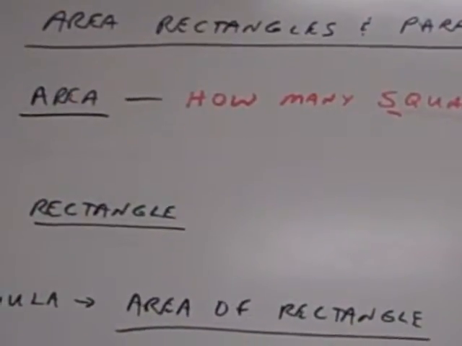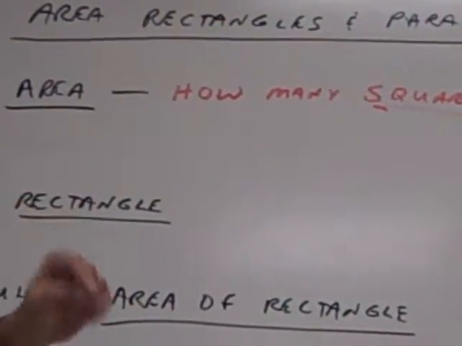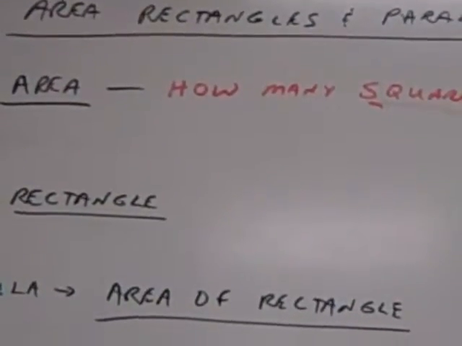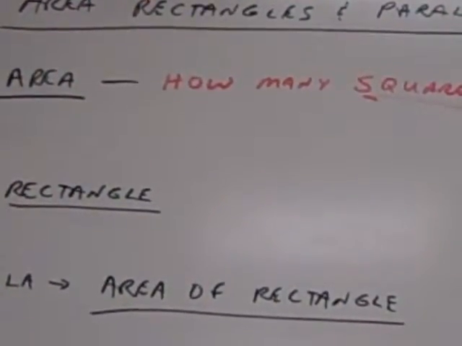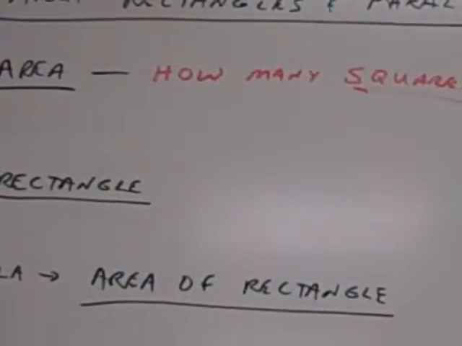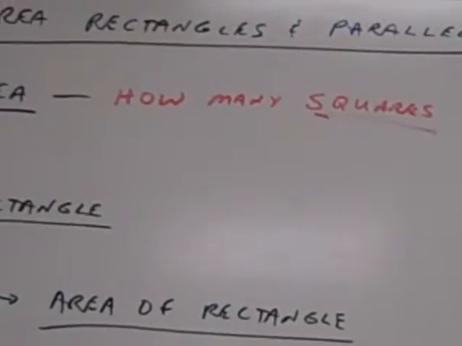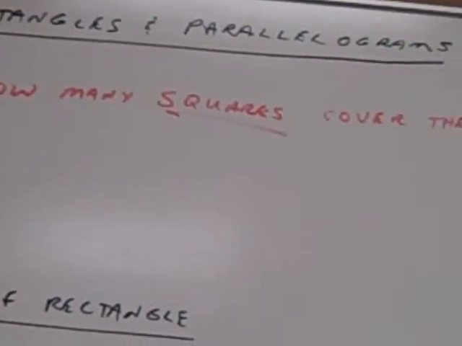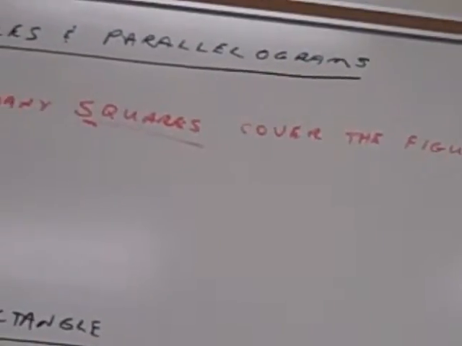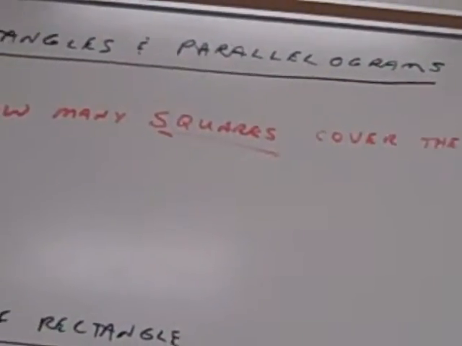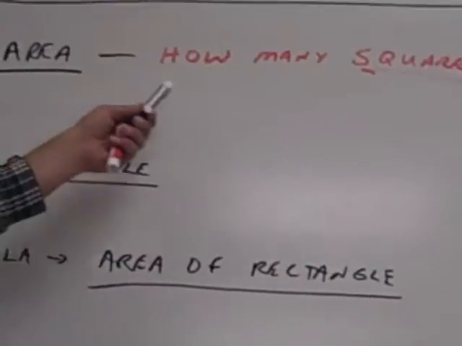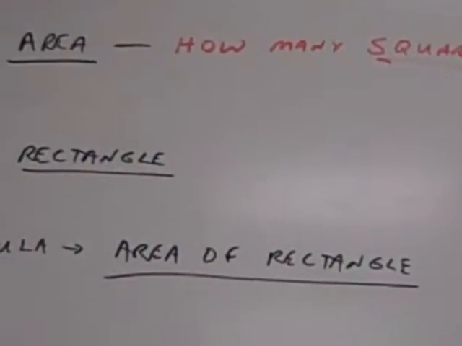Look down at the floor right by your desk. If we counted all these square tiles in this room, we would have the area of this room. The floor is completely covered with squares. Okay? Even if it's partial squares like up here in the front, it is covered with squares. That is area. How many squares cover the figure is area.